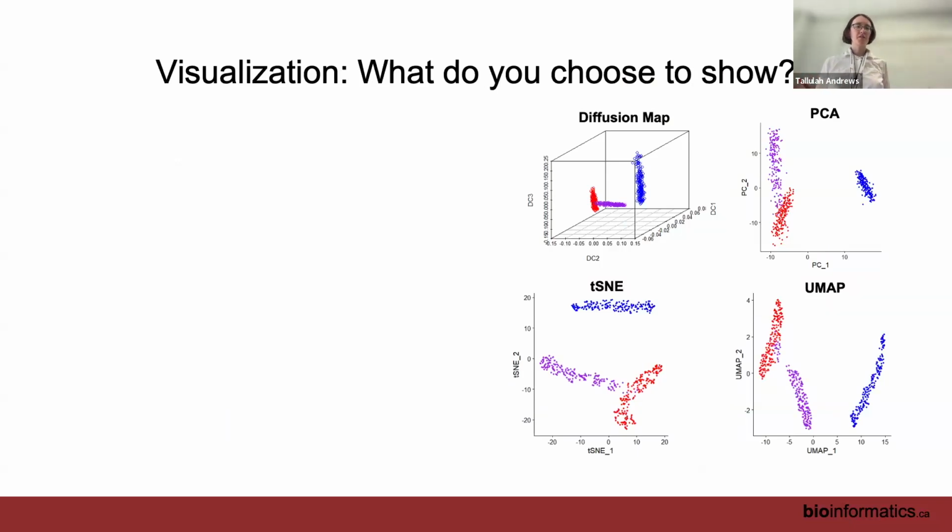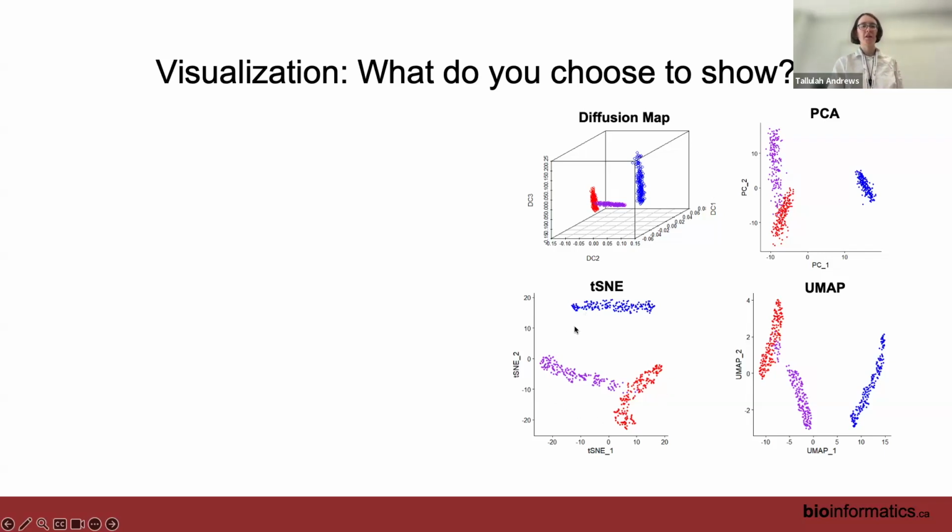Different visualizations choose to show different aspects of our data. So they choose to preserve some aspects more than others. Here I've got the exact same data plotted with four different methods. One is PCA, which we've covered. The other is t-SNE.